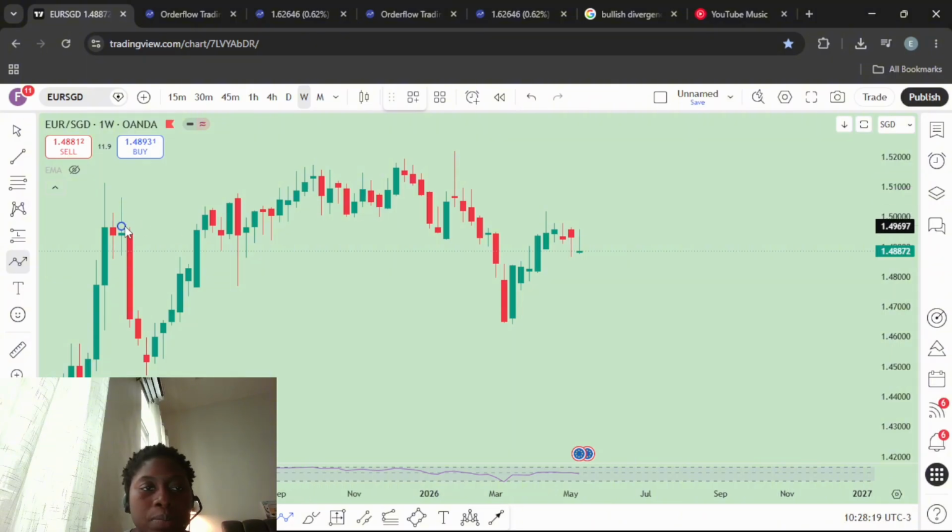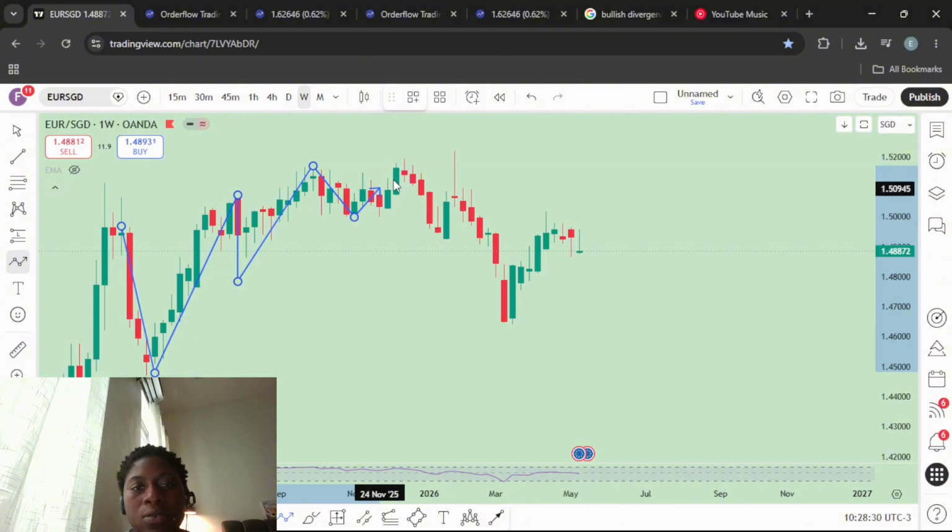the market was going up from here, making higher highs and higher lows: higher low, higher high, higher low, higher high. Then it broke down this last low here. The moment it does that, the trend has changed direction from an uptrend to a downtrend.